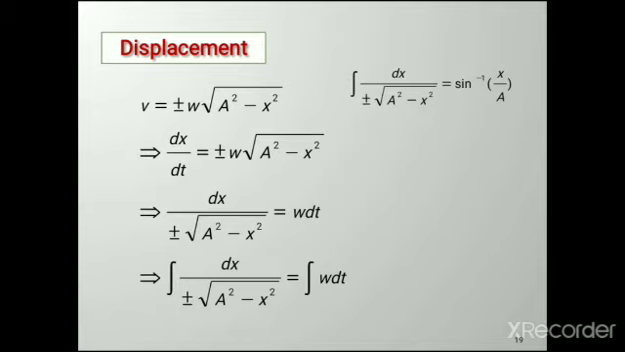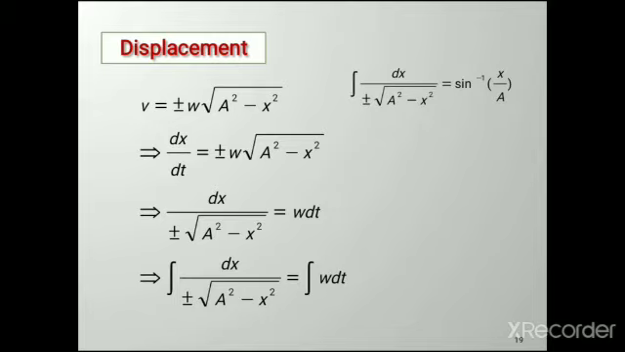The equation for velocity of SHM is v equals plus minus omega square root of a square minus x square. We know that v is equal to dx by dt. So let us substitute that. By separating the variables of x and t, we will get dx upon plus minus square root of a square minus x square equals omega dt.